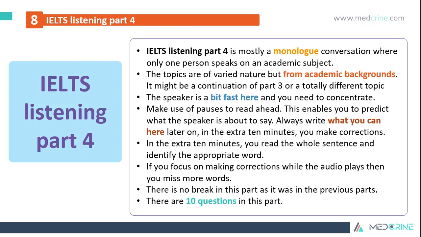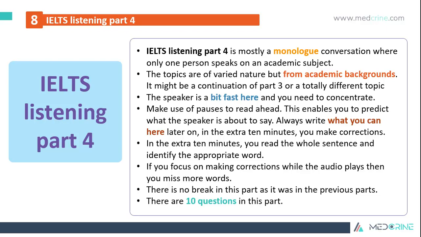The speaker is a bit faster here and you need to concentrate. Make use of pauses to read ahead, as this enables you to predict what the speaker is about to say next. Always write what you can hear, and later on in the extra 10 minutes you can make corrections.